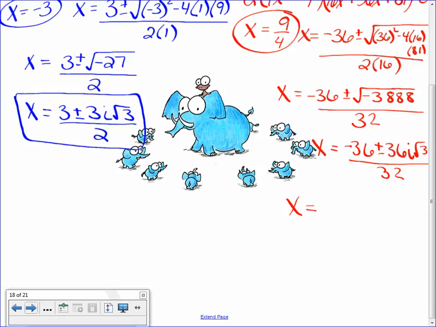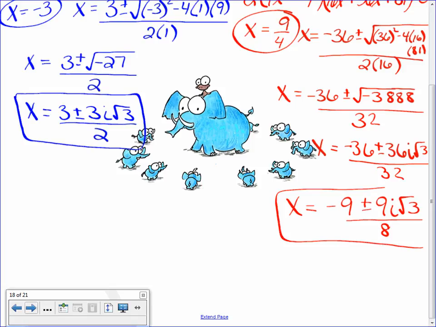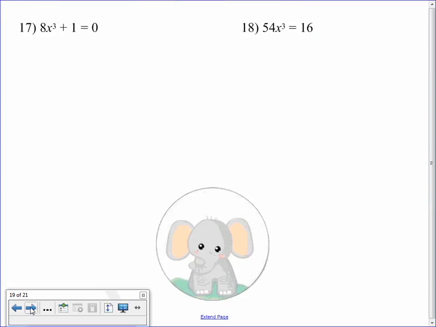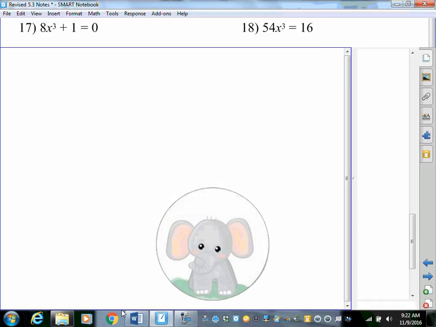But you can't multiply. I can divide them all by what? 4. So I get negative 9 plus or minus 9i radical 3 all over 8. That makes total sense. Yeah, let's do one on your own. You guys want to do a really easy one or do you want to try a little harder one? Okay, number 17 on your own. This is a really easy one.